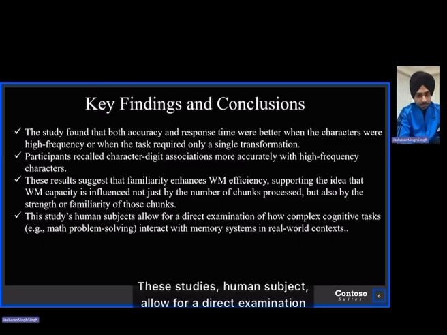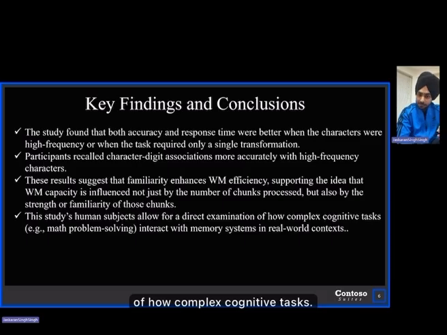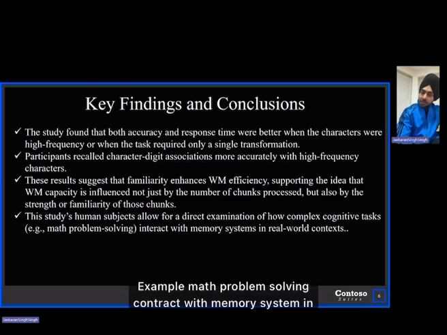This study's human subjects allow for a direct examination of how complex cognitive tasks, for example math problem solving, interact with memory systems in real world contexts.